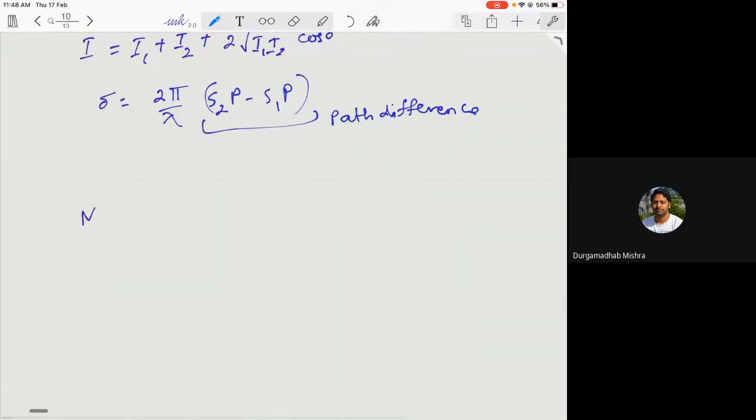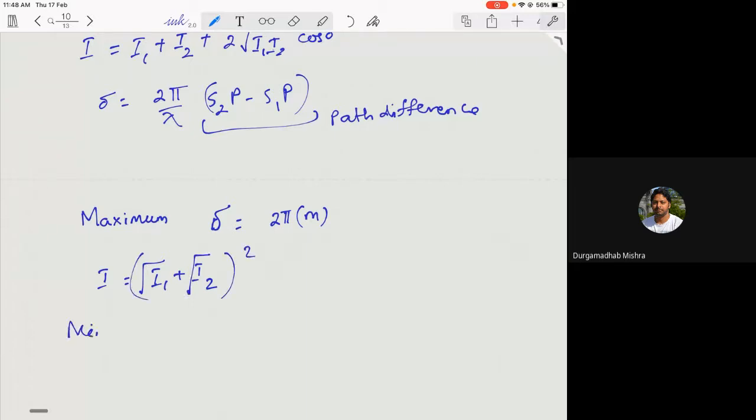So when you have a maximum, or a constructive interference, in that case delta will be how much? Some multiple of 2 pi. Yes, so I will be equal to I1 plus I2, or rather you will write it as (square root of I1 plus square root of I2) whole square. And the minimum intensity will be (under root of I1 minus under root of I2) whole square. This is a difference.